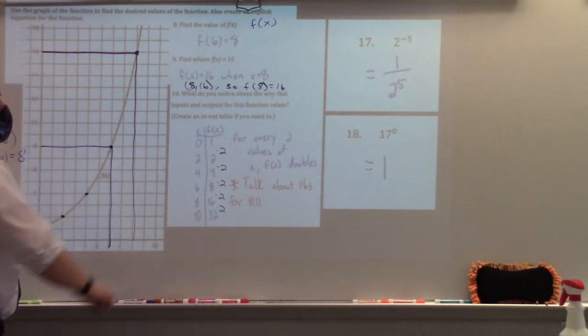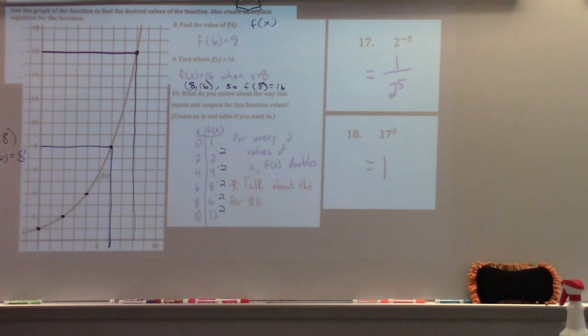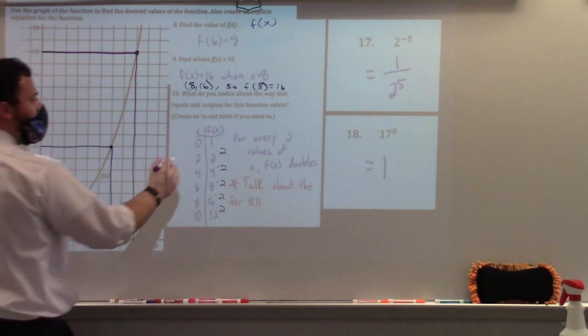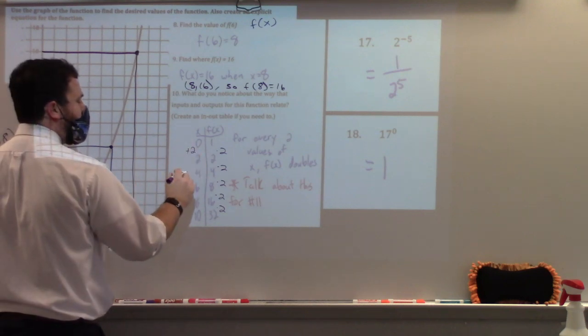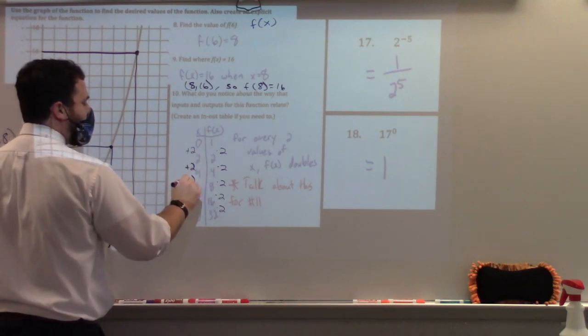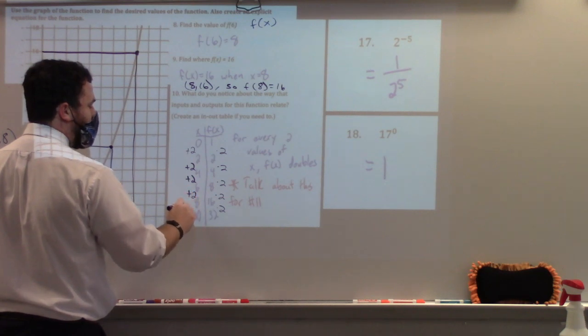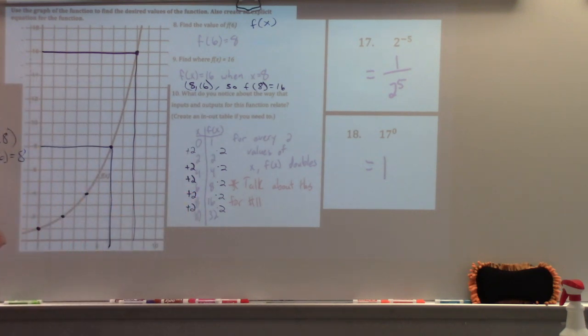2. Okay, so why is it 10? You're adding 2. Say again, Carolyn? You're adding 2. Okay, we need to recognize that it's not just something happening to my y's. Sometimes there might be something happening or a pattern happening to the x's as well. So for every 2 values of x, f of x doubles.